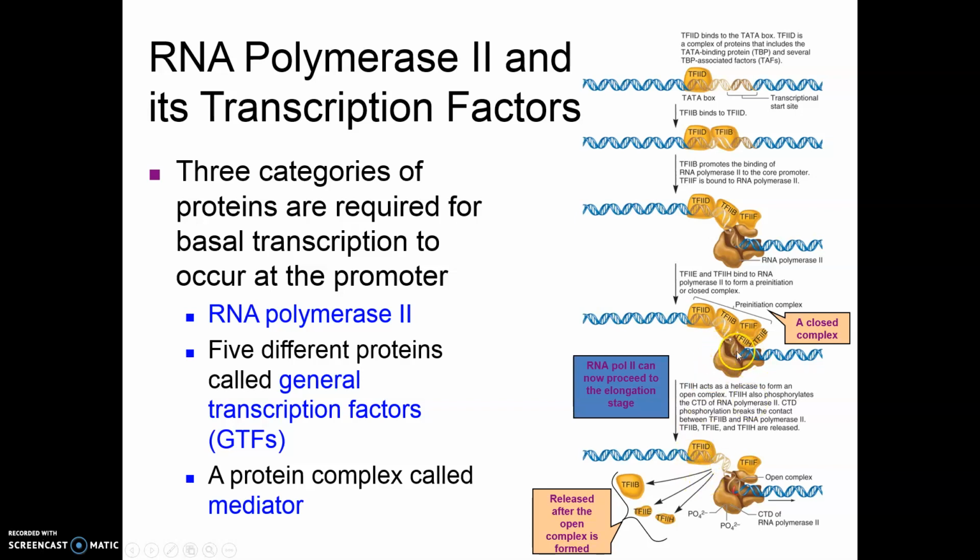Once that takes place, you will go from a closed complex to an open complex. You'll get the beginning of transcription. You can see that we now have phosphorylation that occurred down here. And at this point, D will separate from the rest of the elements. B, E, and H will fall off. And then the RNA polymerase is allowed to progress onto the elongation phase. So it'll continue forward, making a longer and longer gene.